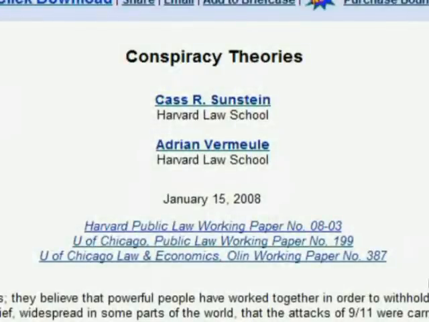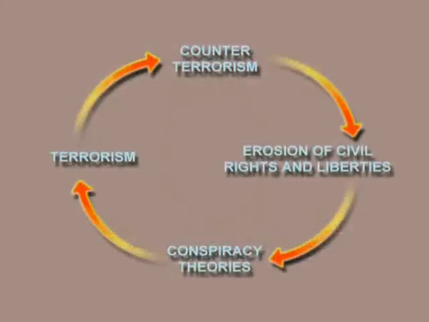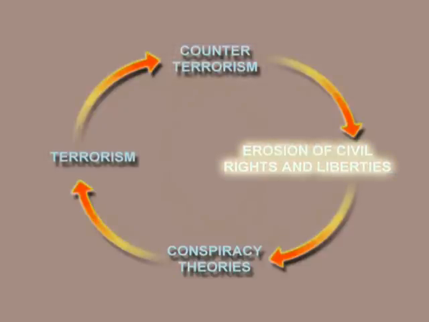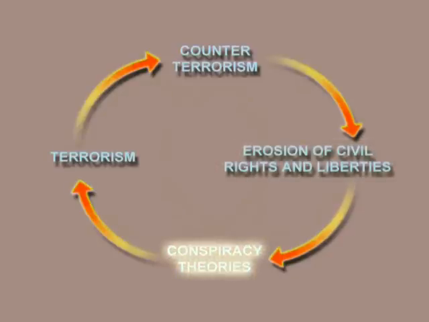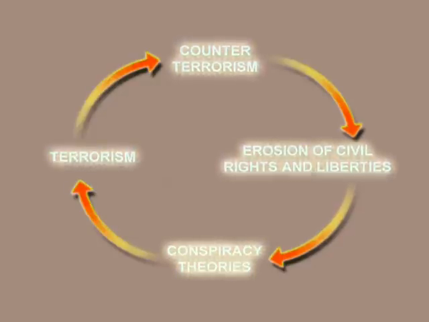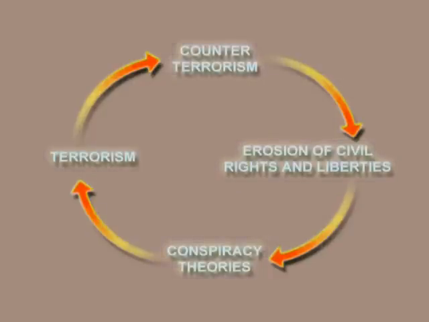Here's another flaw of the article. Although the authors claim that the erosion of civil rights and liberties fuels conspiracy theories and in turn terrorism, their article goes on later to explain that conspiracy theories are a threat to the efforts of counter-terrorism and thus need to be debunked. This is a circular argument. Terrorism causes counter-terrorism, causes erosion of civil rights and liberties, causes conspiracy theories, causes terrorism, repeat, repeat, repeat. Counter-terrorism is, after all, the government's response to its own conspiracy theories.